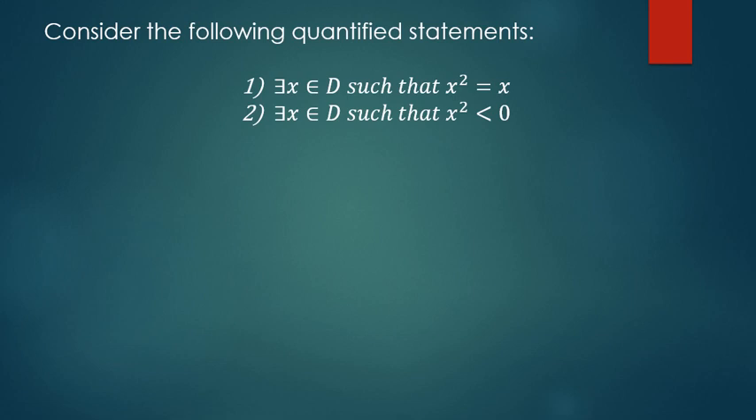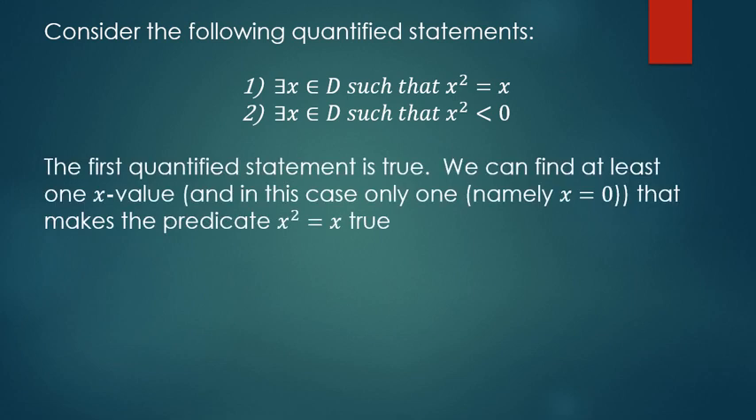It shouldn't be too hard to see that the first quantified statement is true. We can find at least one x value, and in this case there's only one x value, which is 0, such that if you take 0 and you square it, you get a result that's equal to the number that you squared. 0 squared is equal to 0. So 0 is in our domain. It makes our predicate true. Therefore, this existential statement is true.